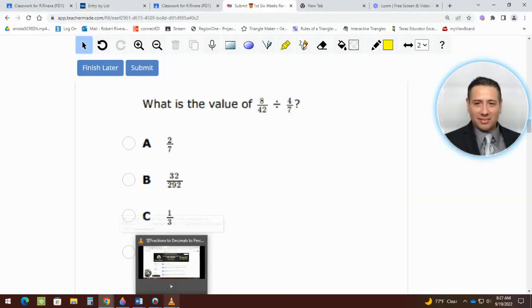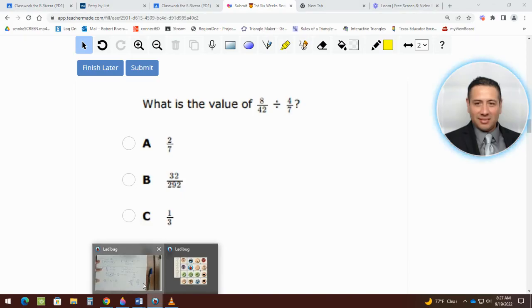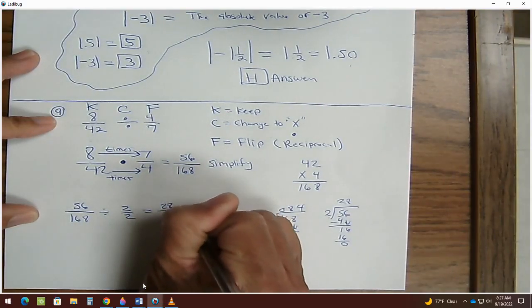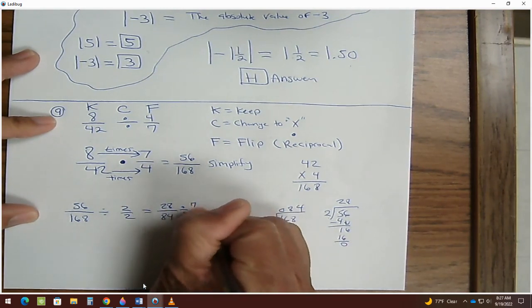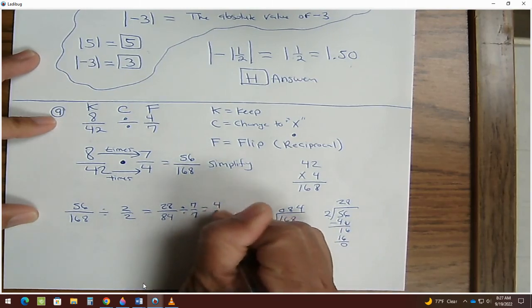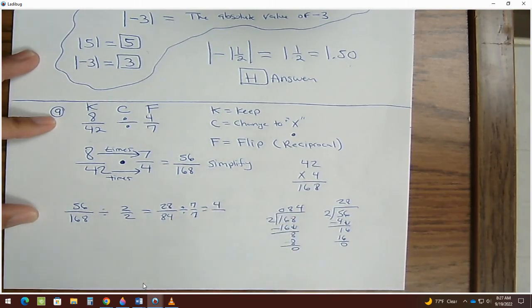No, stop. I do not panic. That means I need to simplify again. That's all it means. Divided by, you could go by 2 again, but I'm going to go faster. I'm going to go ahead and choose the one that I know will work quickly. 7. 28 divided by 7 is going to be 4. Now I'm doing mental math because I'm running out of time.